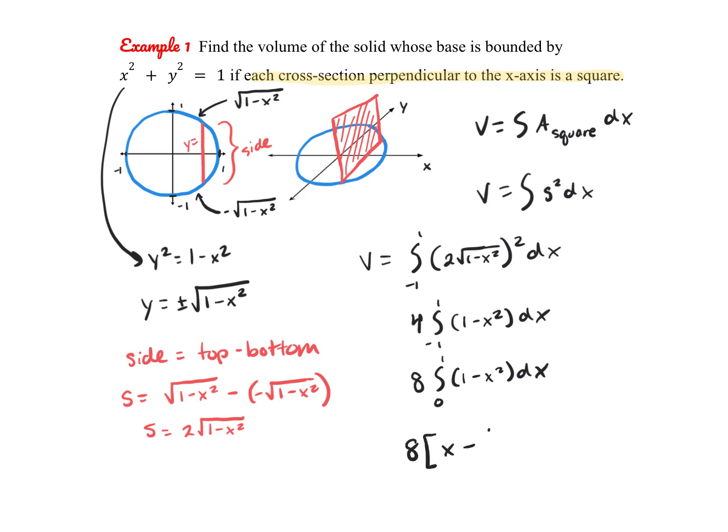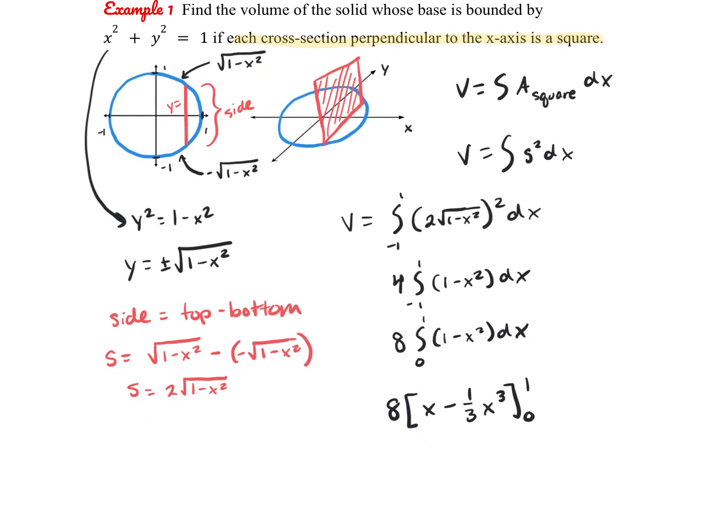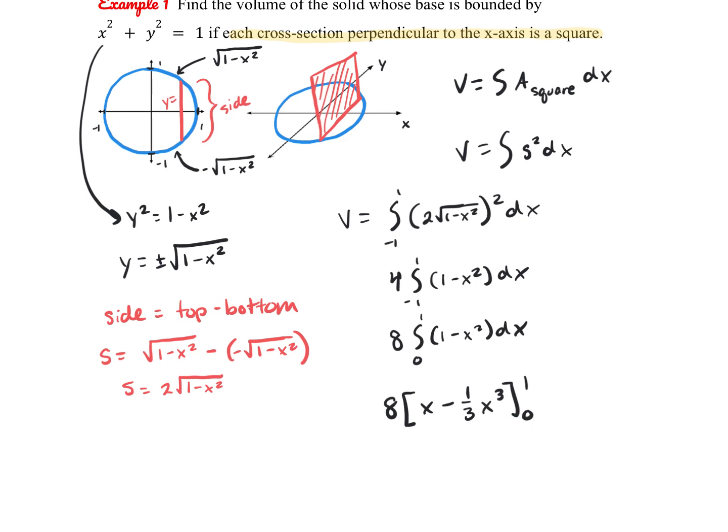So here we have x minus 1/3 x cubed evaluated just from 0 to 1. So we're essentially just plugging in 1. When we plug in 0, it's just 0. So 8 times 1 minus 1/3 and then minus 0. So that gives us 16/3 units cubed.